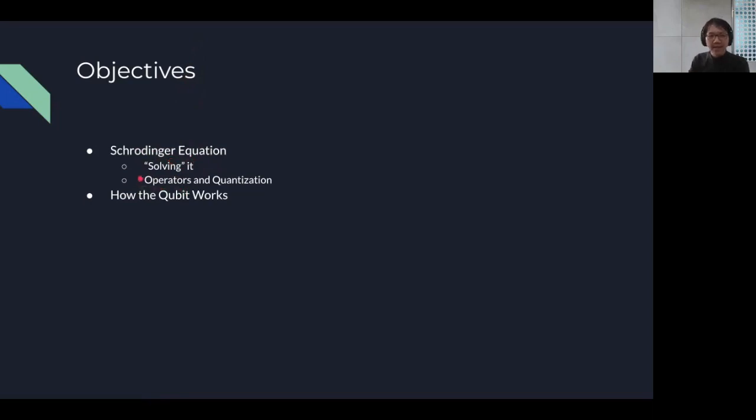And you also see that associated with this equation are operators and this idea of quantization, or discrete energy levels, and the fact that all the phenomena in our physical world that seems continuous and is not disrupted, there are no gaps. If we go to the quantum level, then you find out it really isn't as smooth as you think it is. And then we get into how the qubit works. So that is what we're trying to work towards today.